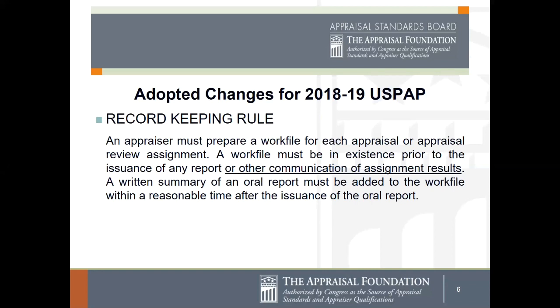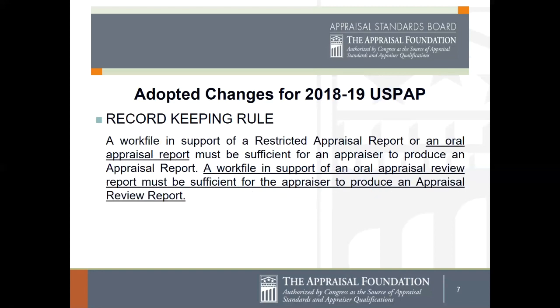Let's talk about the next change, which is a change to the record-keeping rule. And this looks a little bit similar to the last changes when it talks about communication of assignment results. Can you tell us more about this, Maggie? Sure, it is an extension, and the record-keeping rule had required that the work file be in existence prior to issuing a report, but it didn't necessarily mean prior to providing other communications of assignment results. Therefore, the change imposes a work file requirement that prior to any communication of assignment results, not just a report, the work file be in existence.